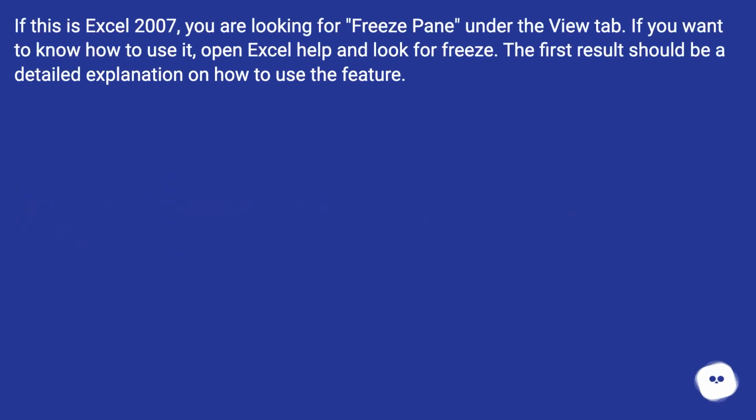If this is Excel 2007, you are looking for Freeze Panes under the View tab. If you want to know how to use it, open Excel Help and look for Freeze. The first result should be a detailed explanation on how to use the feature.